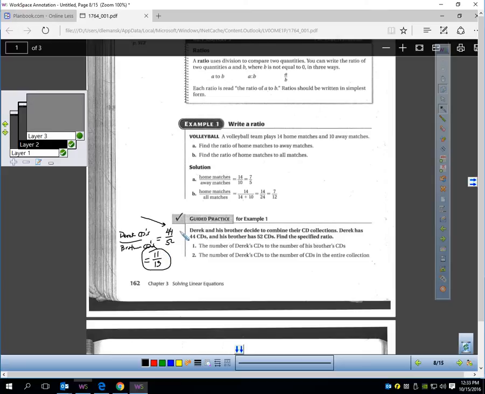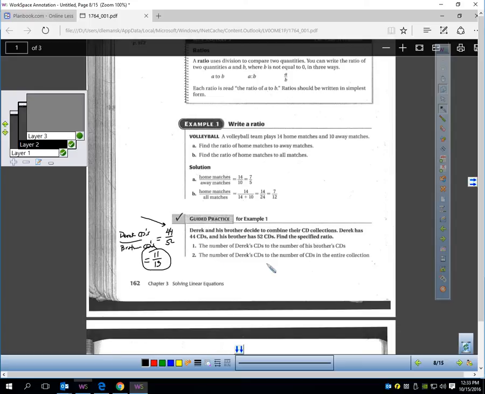Type in 44 divided by 52. Then hit the math key on the far left of your calculator. And the first option there is frac. Press enter a couple times, and you'll get 11/13. You can reduce that on your calculator.